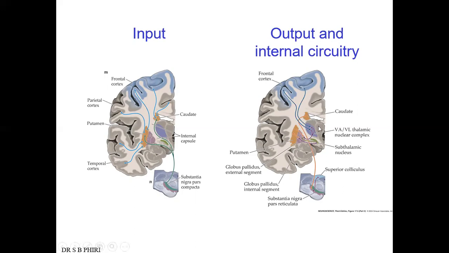Then you can also see that there is another output from the corpus striatum, especially the caudate nucleus, that is communicating with the substantia nigra. And this is the pars reticulata. So the pars reticulata is also receiving information from the basal ganglia. And then from there, the substantia nigra is also sending information to the superior colliculus. The superior colliculus is involved in movement of the eyes, or eye reflexes, or tactile reflexes.